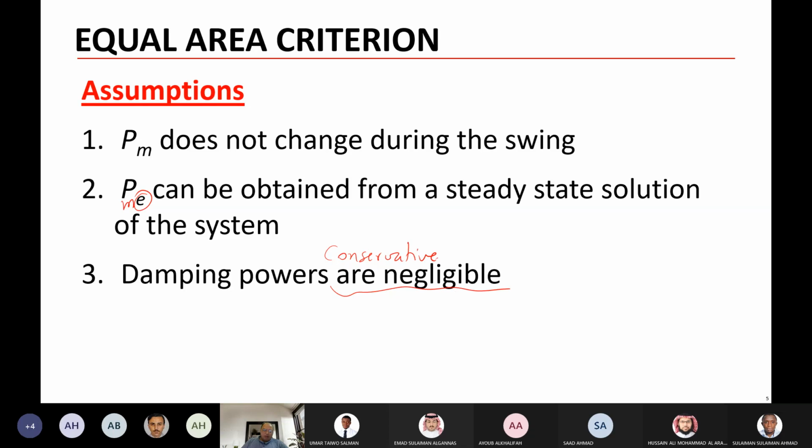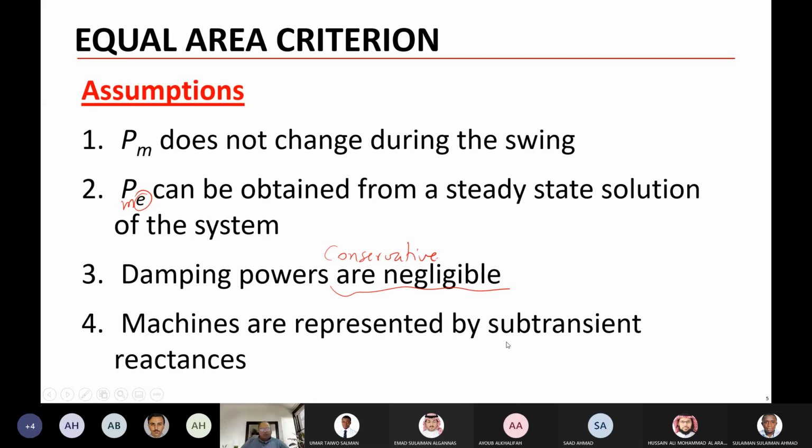And if we have damping, that would be better. If we neglect damping, we are dealing with the worst case scenario. So if the system is stable under the worst case, then definitely if we consider the damping, the picture will be better.